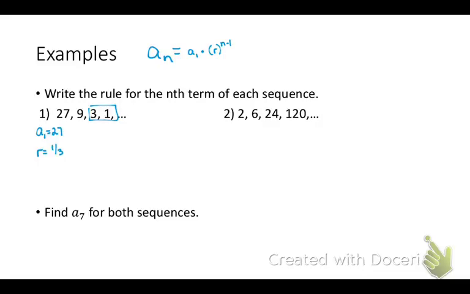So now can we write our rule? I hope so. A sub n equals 27 times 1/3 to the n minus 1 power. Now, so if I want to find the seventh term, where's the 7 going to go? N for n. So a sub 7 is equal to 27 times 1/3 to the 7 minus 1 power.